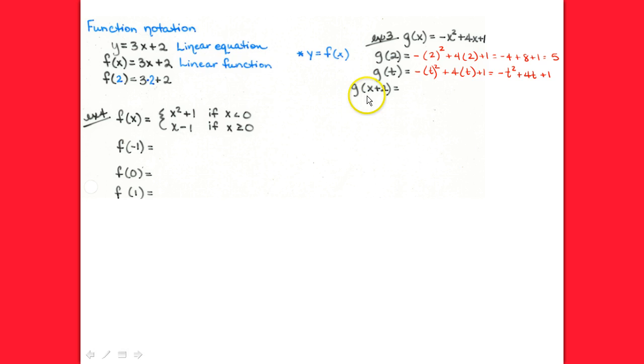So when they give me g of x plus 2, that just means put x plus 2 in the place of x. So I could go through then and I could say, okay, I had a negative x squared. So we've put x plus 2 in the place of x. Plus 4x. So we've put x plus 2 in the place of x. Plus 1. And then we can just simplify as normal. So how would you simplify that?